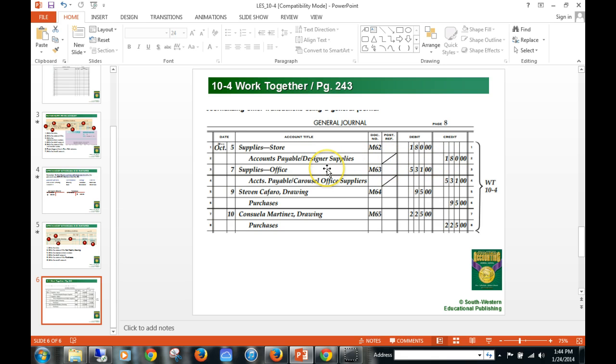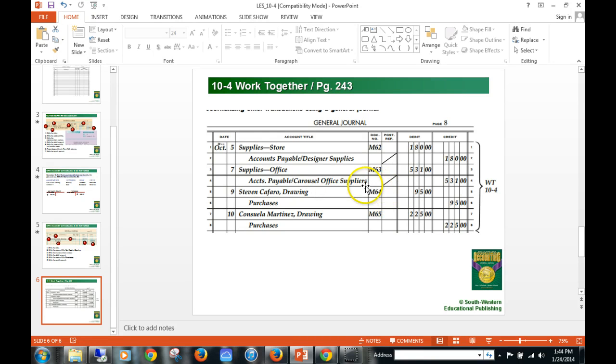The next one is basically the same thing, except instead of store supplies, we bought office supplies from Carousel Office Suppliers. It's the same transaction. Two different accounts affected though. One is asset supplies store, one is asset office supplies. We owe these vendors at a later date, so we're going to credit their account, which again is a normal credit balance, a liability increase. On the 9th, Stephen Cafaro withdrew merchandise for personal use.